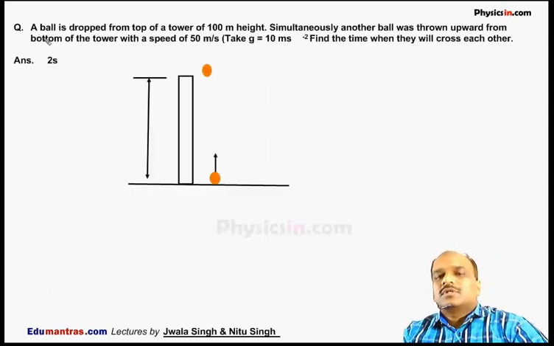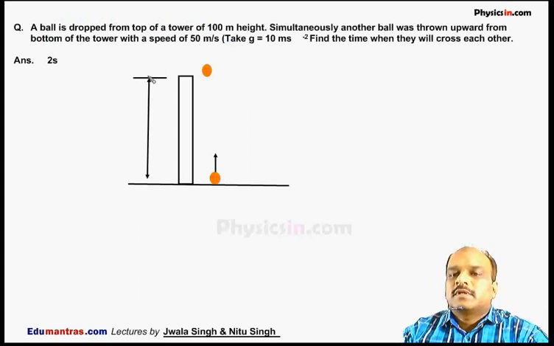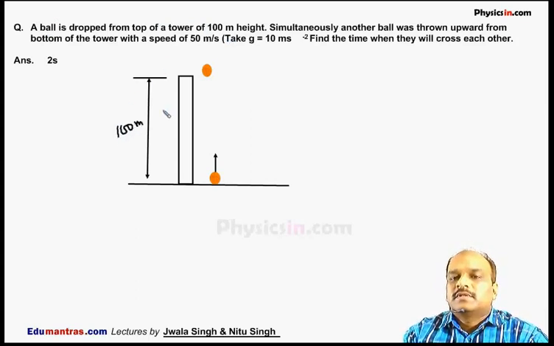This is a very good question. A ball is dropped from the top of a tower. The length of the tower is 100 meter. Now these are two balls. This is the first ball, this is the second ball. It is thrown upward with a speed of 50 meter per second.